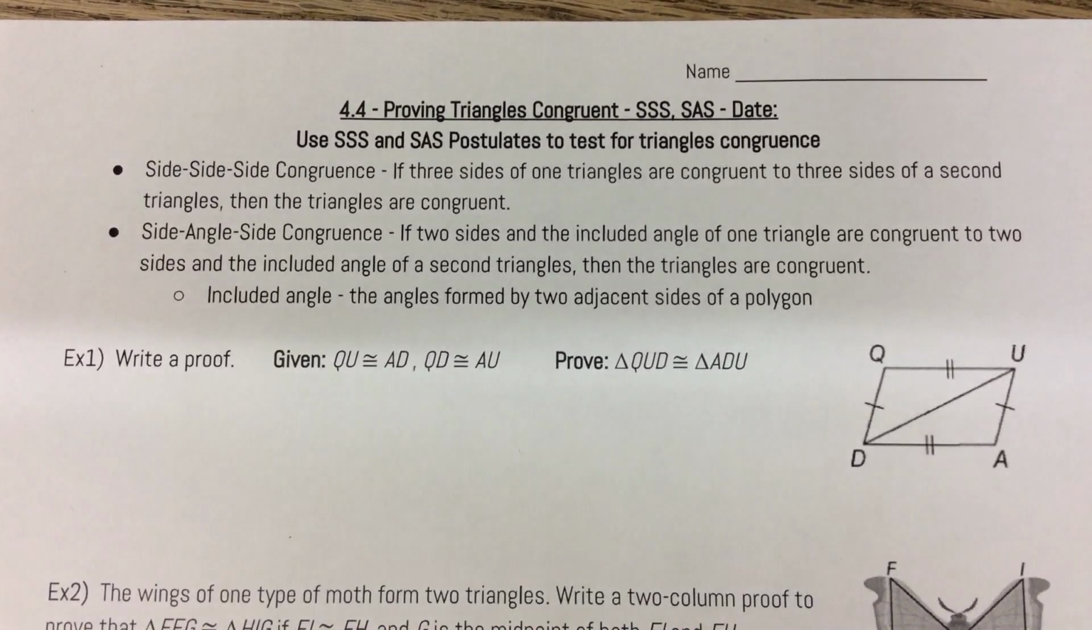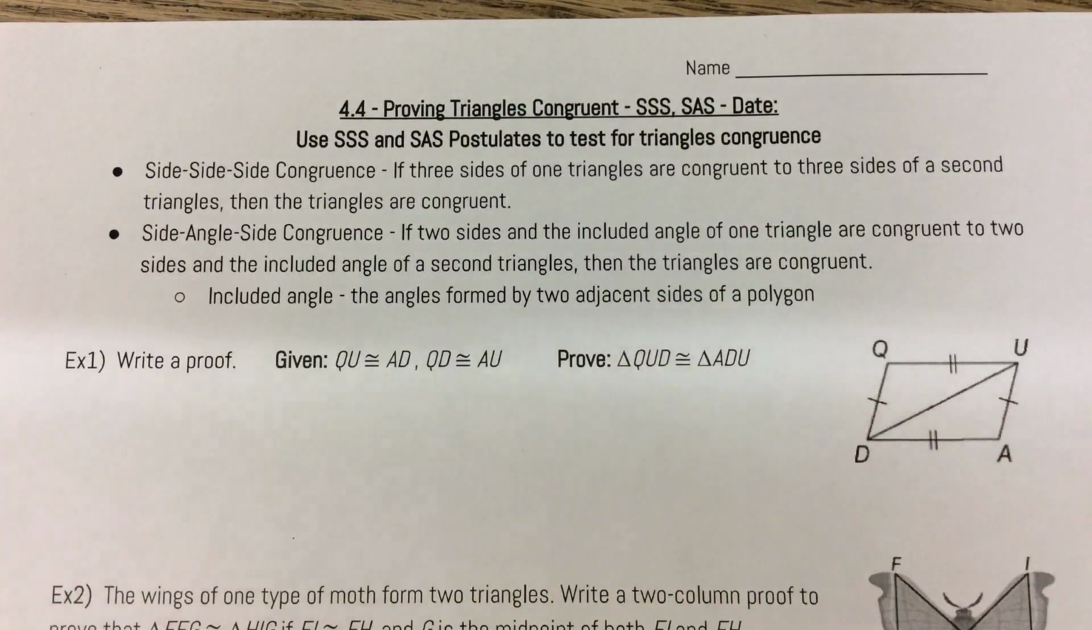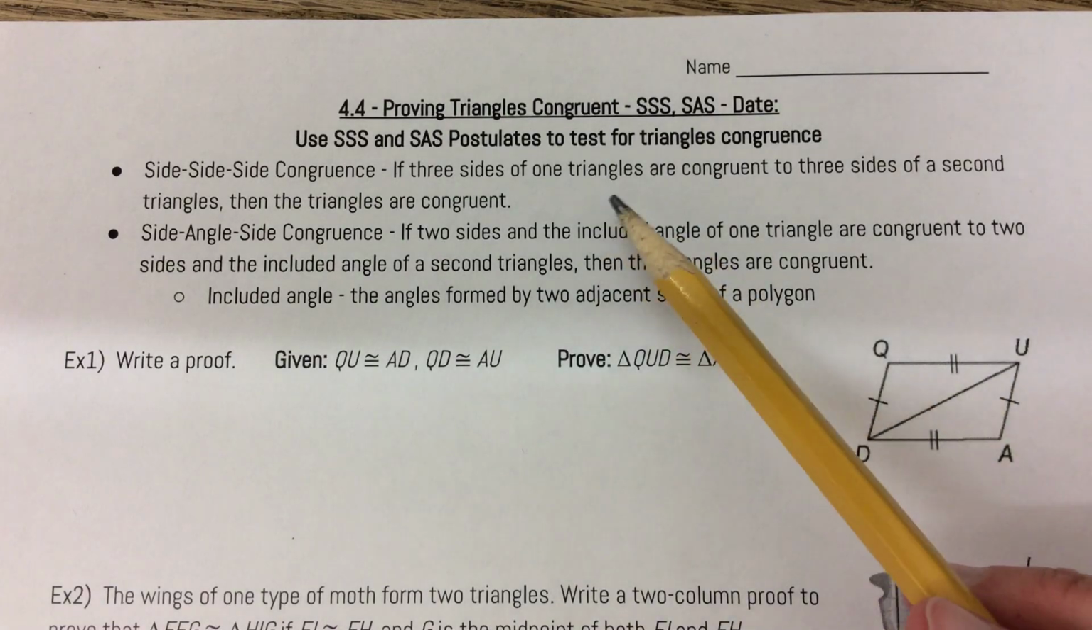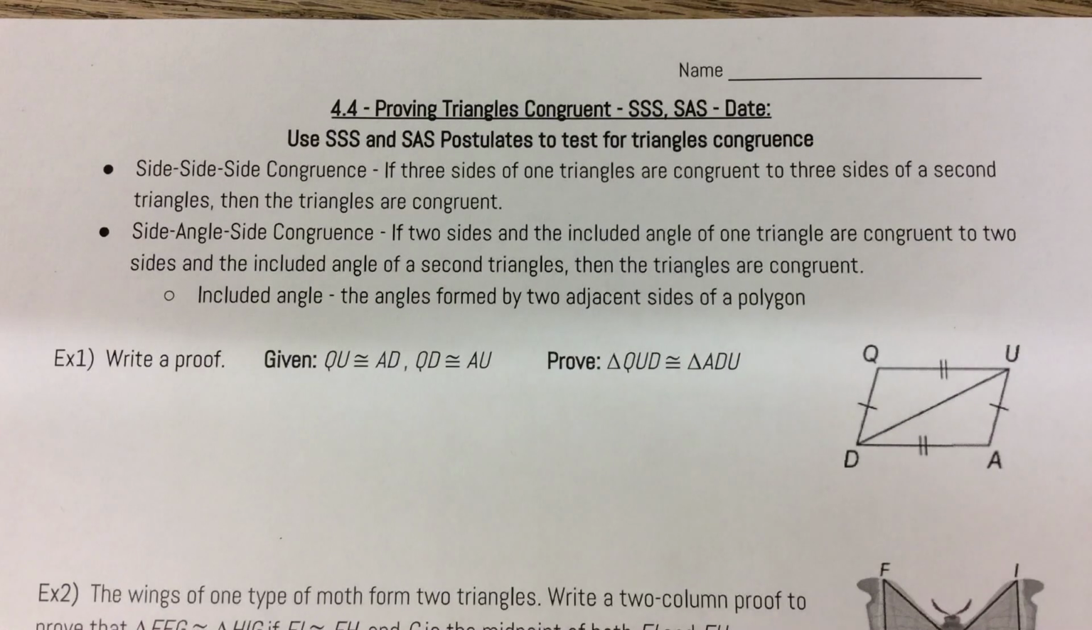4.4 is proving triangles congruent using side, side, side, and side angle side. That's what these stand for up here. So we're going to use those postulates to test for congruence. So side, side, side congruence is when three sides of one triangle are congruent to three sides of a second triangle, then the triangles are congruent.